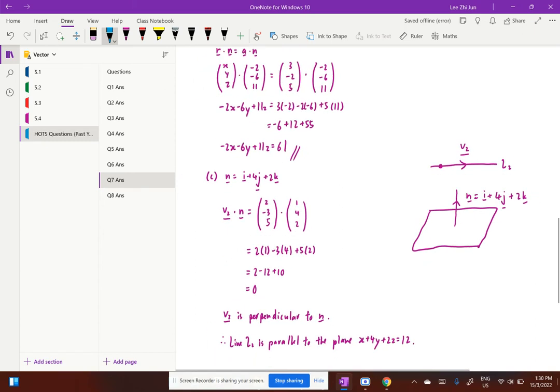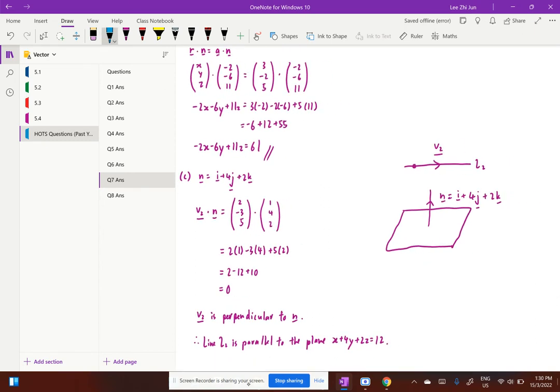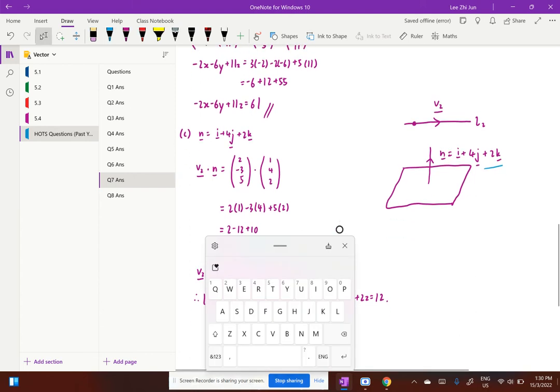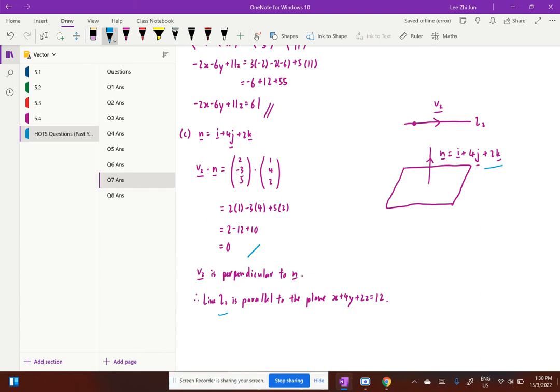So to prove that this V2 is parallel to the plane or not, I need to find out if the n and the V2 are perpendicular. So the dot product between the V2 and n, I will get 0. So V2 is perpendicular to the normal vector. So the line is parallel to the plane. Just simple how to show it. But maybe many people don't know how to prove is it parallel or not. So I explain the question.